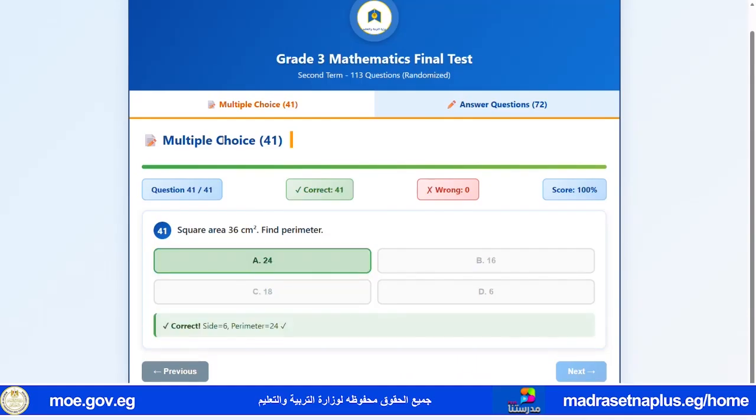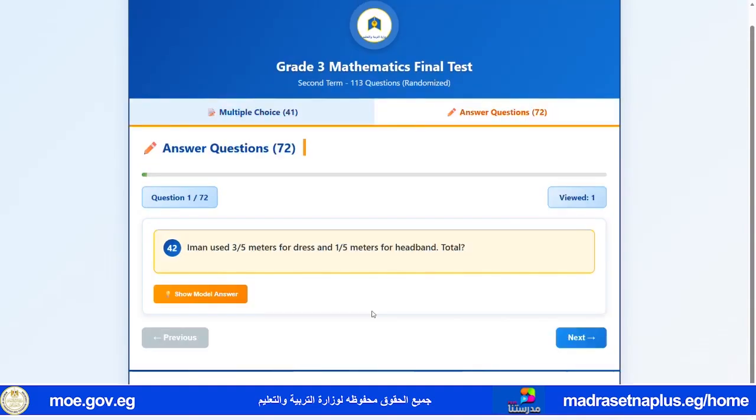Good. We finish our first part of the lesson. This is multiple choice. Now, let's travel to essay problems. First one, Iman used 3/5 meters for dress and 1/5 meters for headband. Find total of them. Easy.